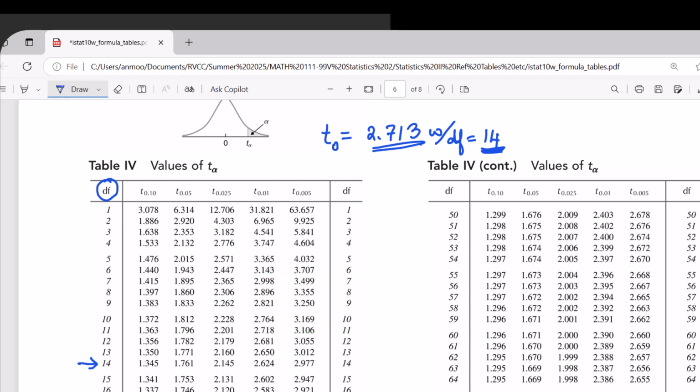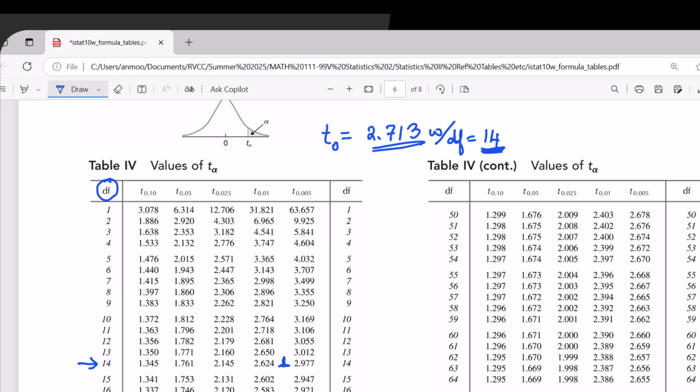Our test statistic value is 2.713. That means it will be somewhere between 2.624 and 2.977, correct? So once we find the place where our test statistic would be located, it's a value which is greater than 2.624 but less than 2.977, correct? So it will be somewhere in between this range of values.